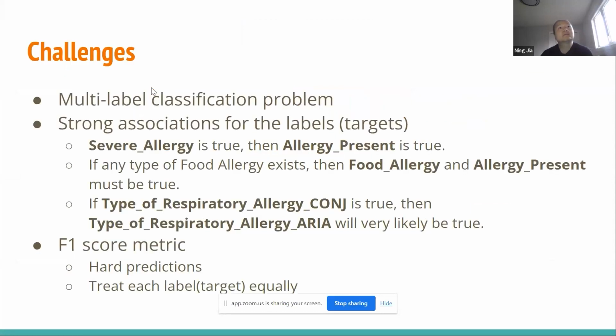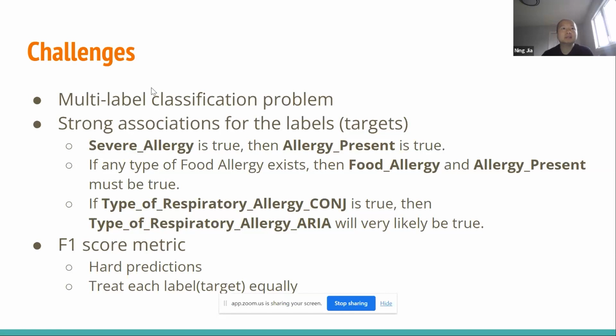First of all, these are some challenges I think we have in this competition. First, it's a multi-label classification problem. We all know we have 29 labels for each patient, so it's not simple binary. Second, there are strong associations between those labels, or targets. For example, if severe allergy is true, then allergy present must be true.